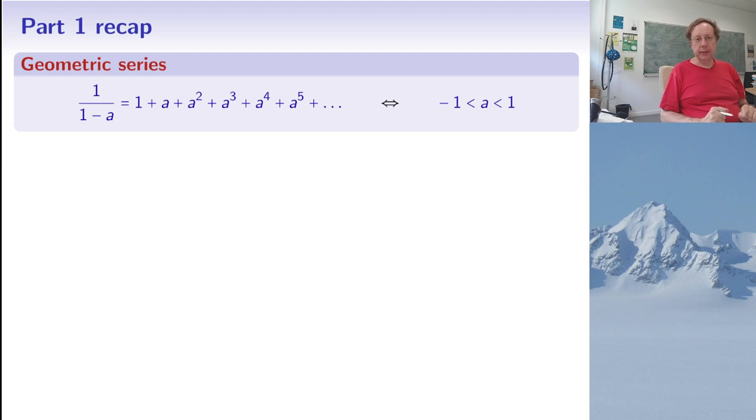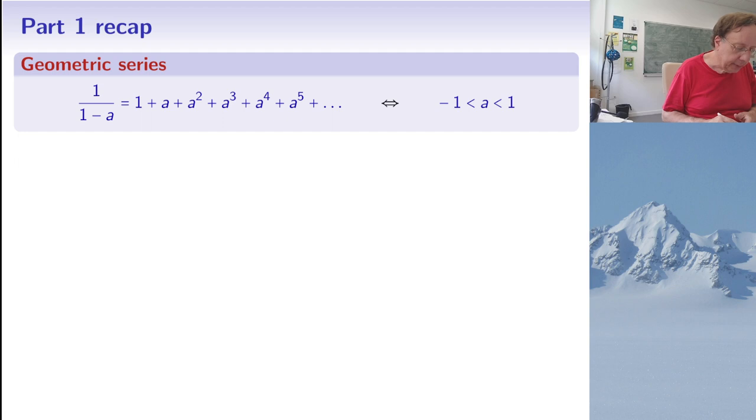So the first one is when you want to solve the equation 1 minus a times x equals 1. You can actually also solve this equation by iterations, and so you find that at least formally the solution is given by the infinite sum 1 plus a plus a squared and so on, which is called the geometric series. And I showed that if a is strictly between minus 1 and 1, then indeed you have equality between the series and 1 over 1 minus a.